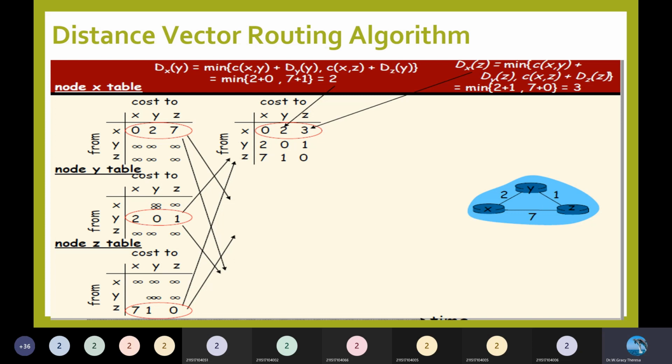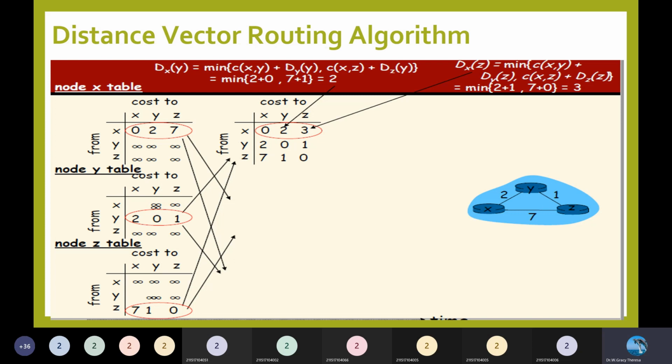So y to x, the 2, is updated as x to y. So x to y is updated as 2. That 2 is updated here. As well as x to z, how is the 3 updated? Previously it was 7, and now after sharing of information, it is found that the distance is 3.